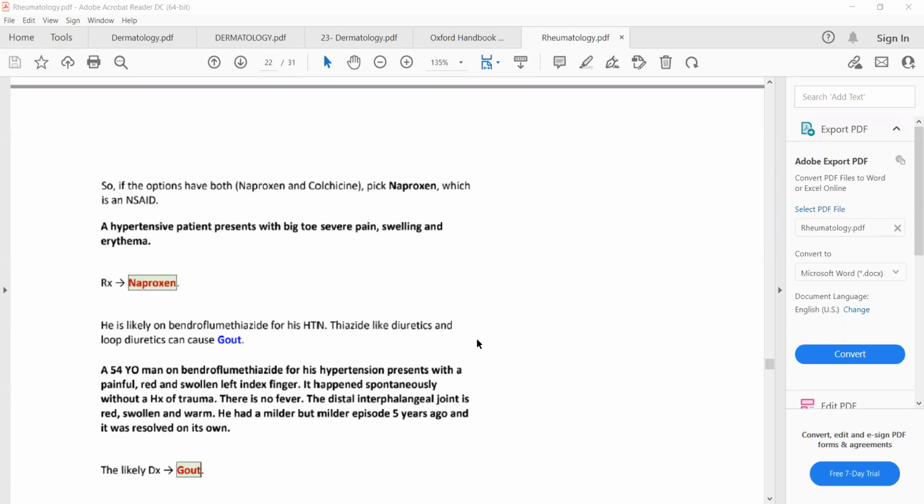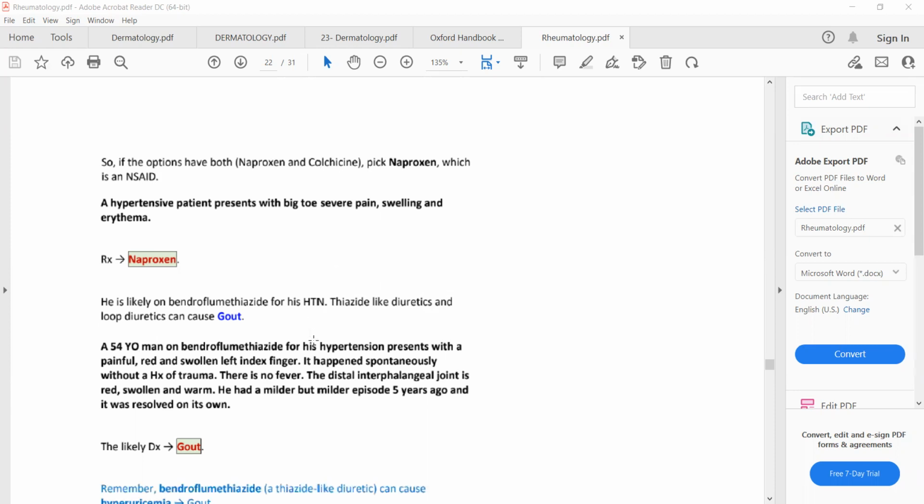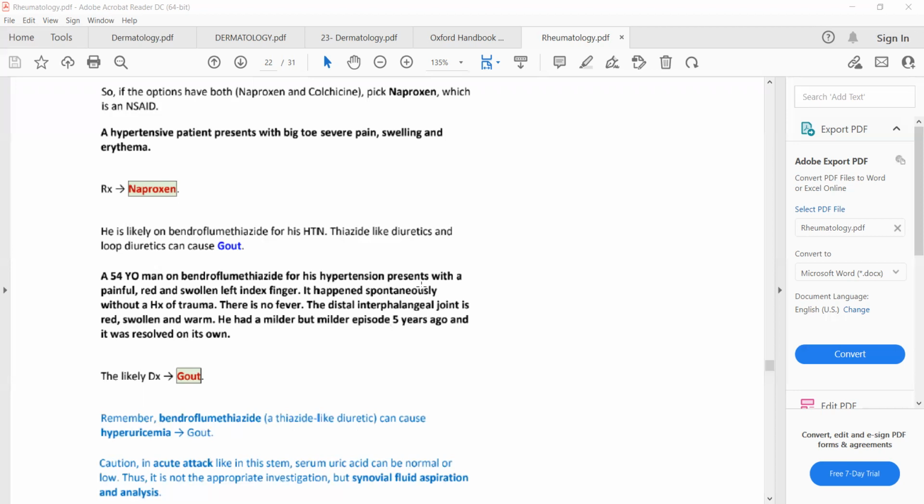There is no fever, so it rules out septic arthritis. The distal interphalangeal joint is red, swollen, warm. The localized features such as redness, swelling, and warmth are common to septic arthritis, but no fever means this is not septic arthritis. He had a milder episode 5 years ago, and it resolved on its own. He also has a previous history of such episodes. It means he had gout that got worse on the use of these medications.